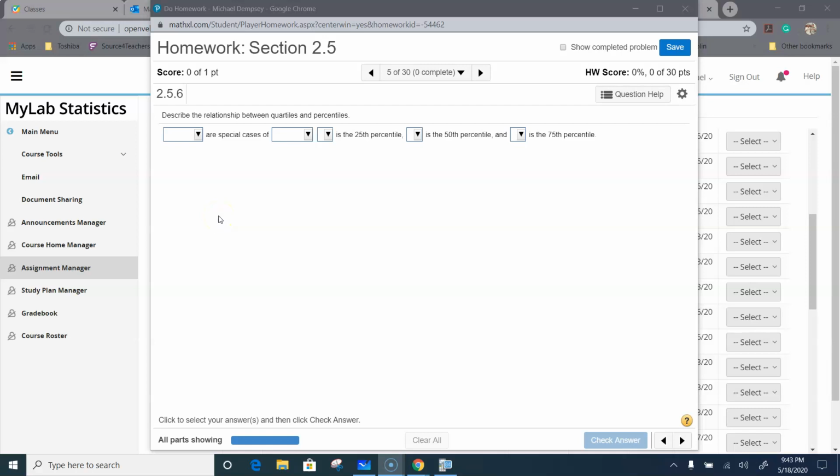So these drop down fill in the blanks can be a little bit confusing sometimes. Remember, percentiles is a percentage, so 30th percentile means that 30% of the values are below that number.